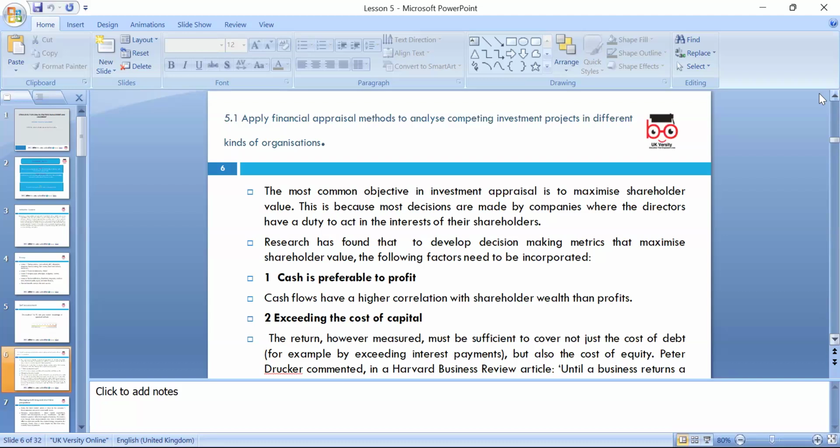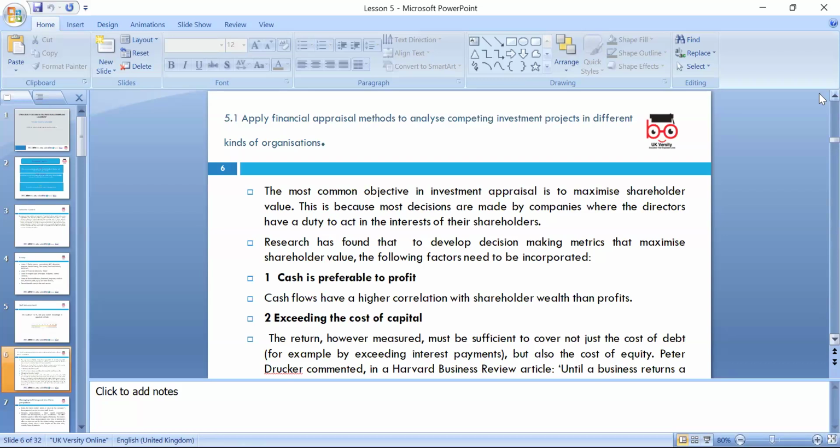5.1: apply financial appraisal methods to analyze and compare competing investment projects in different kinds of organizations. The most common objective of investment appraisal is to maximize the value of the share. Shareholders want the value of the shares to go up. We will go through this in more detail. That's quite crucial.